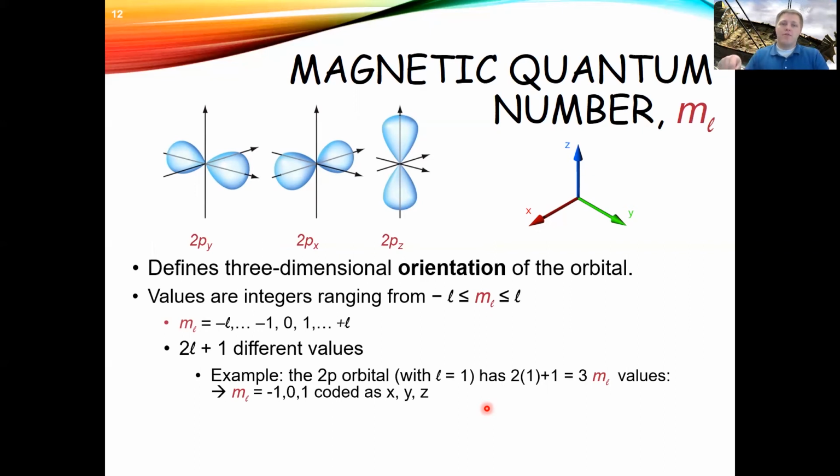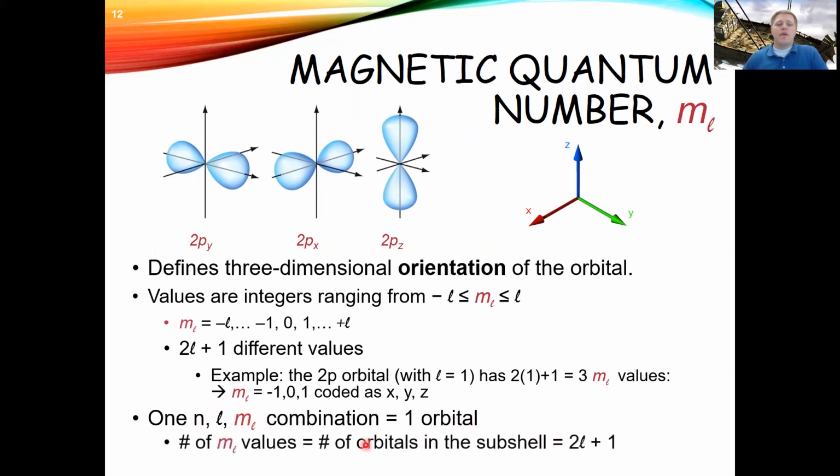So now we have our 3 quantum numbers that describe an individual orbital. And so 1 n, L, and m sub L combination gives you 1 orbital. Or in other words, this is the address of one house. So we have our city, our street, and our house number here, and we have our 1 orbital. And the number of m sub L values equals the number of orbitals in the subshell. So in your subshell, you're going to have 2 times L plus 1 orbitals.